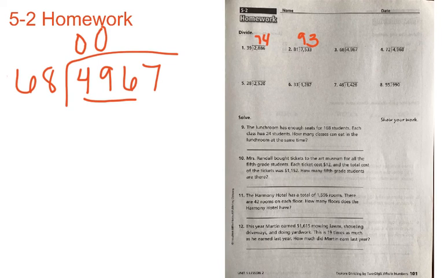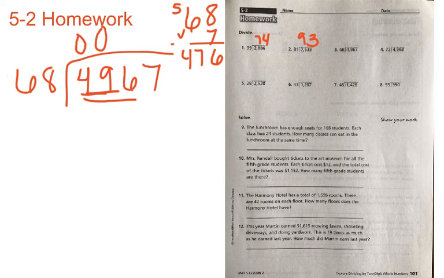So I'm going to figure out how many times 7 can go into 49, and it's 7, so I'm going to start with that. Okay, 7 times 7 is 49, so let's try 68 times 7. 8 times 7 is 56, put down your 6, carry your 5, and 7 times 6 is equal to 42 plus 5 equals 47.